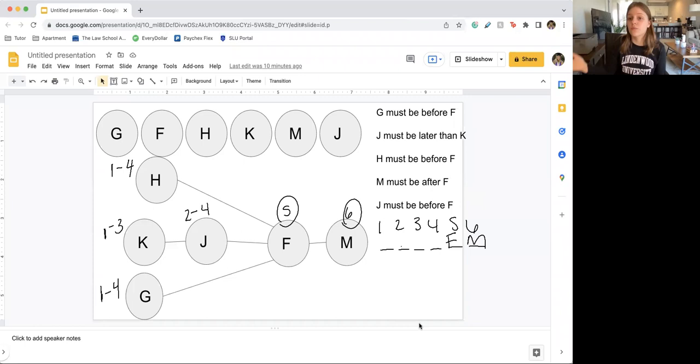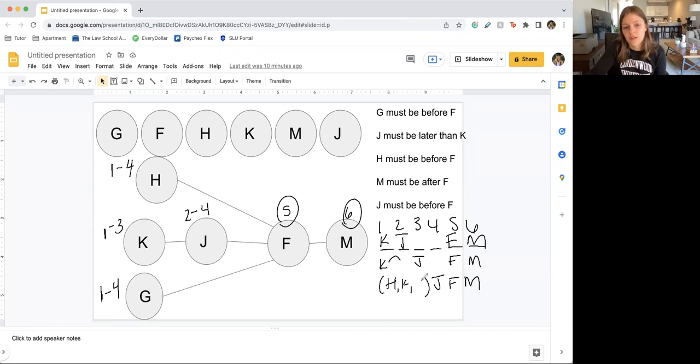Well, J has only 3 spots: 2, 3, or 4. So I could create one world where J is in 2, one where J is in 3, and one where J is in 4. And then I can fill in the rest of my variables. So K is going to have to go in 1 here. K varies between 1 and 2. And H, G, and K all happen in here, not necessarily in any order. And H and G flip-flop in my other 2 worlds.